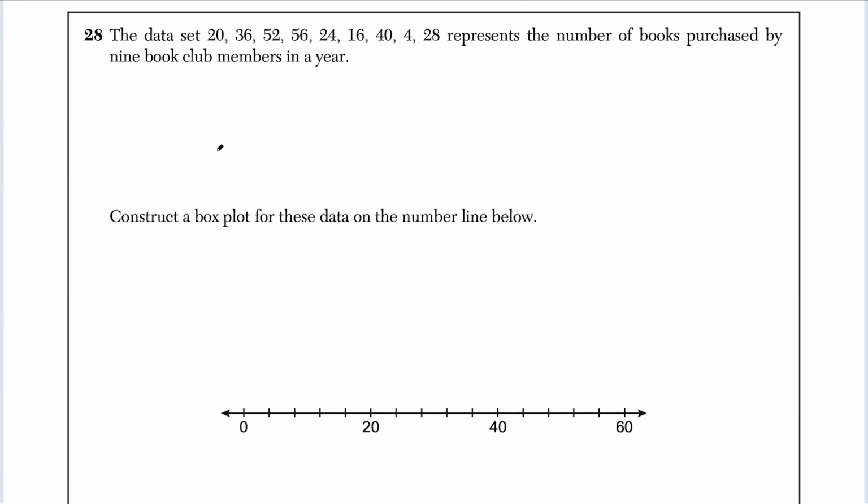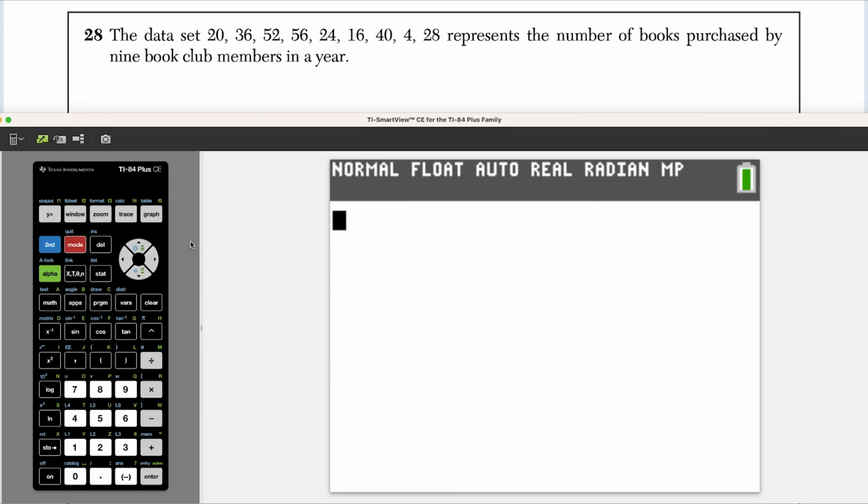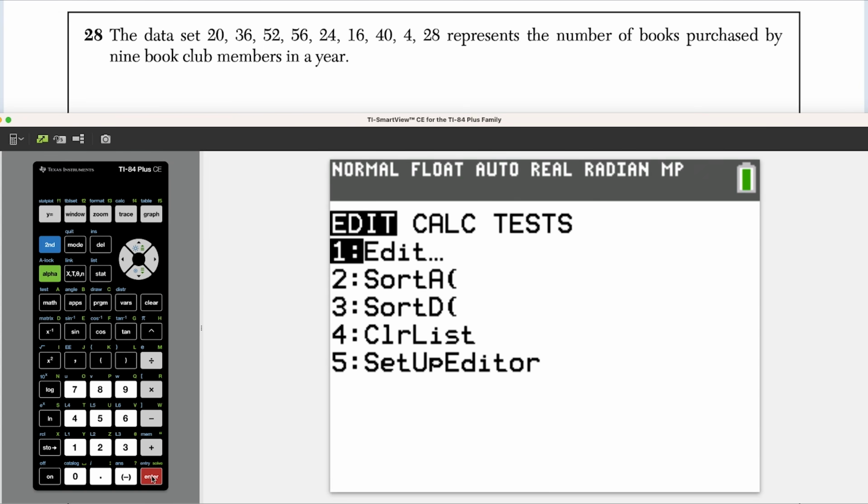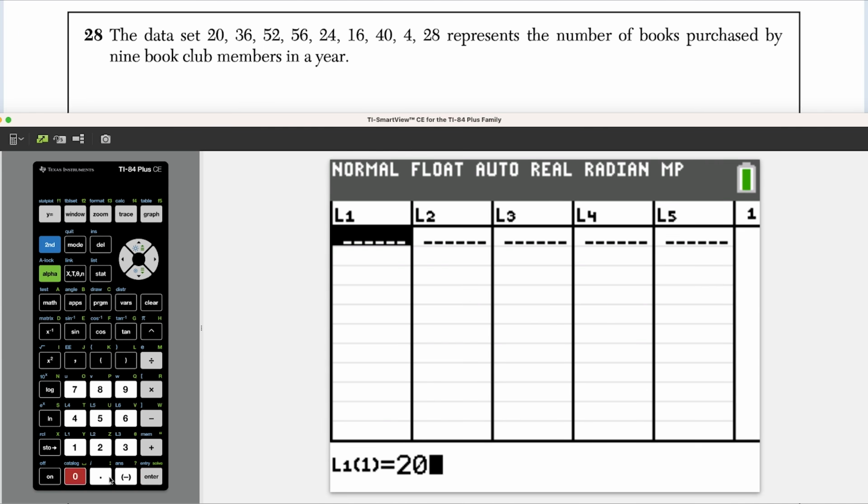So question 28 is all calculator work. We have this set of data here, and we have to construct a box plot. So to get our box plot, we press stat and go to edit, and we're going to enter this data in the L1 column.